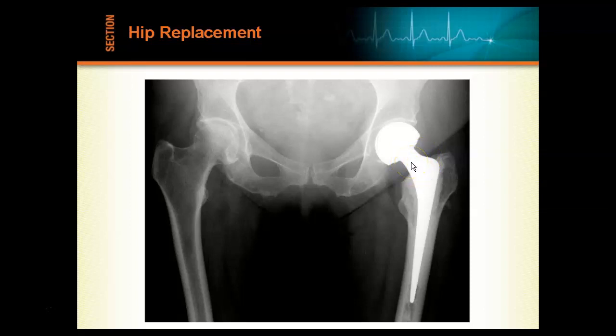A hip fracture in someone who has osteoporosis can't heal. The bone is too diseased. So they have to put in an artificial hip joint. And this is what that looks like.